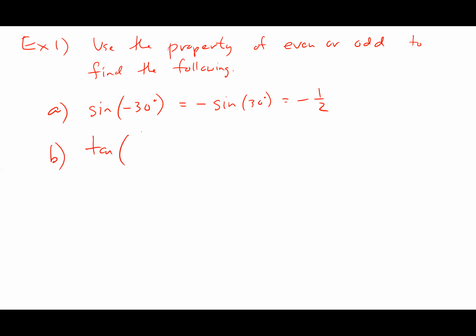Tangent. Tangent of negative 5 pi over 3. The odd property for tangent tells me this right over here already. Is that right? I got to stick a little negative in front of it in order to get my value. And 5 pi over 3, that's like 300 degrees or something like that. Is that right?